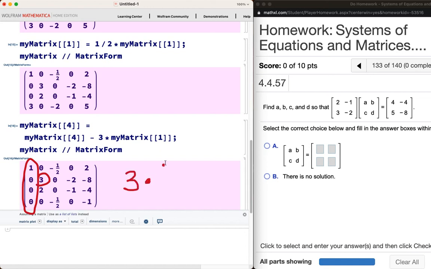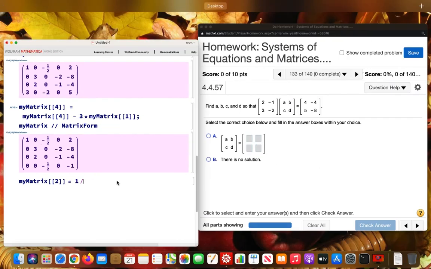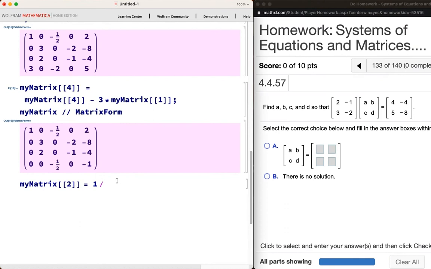3 multiplied by the reciprocal of 3 is going to be equal to 1. Okay, so let's try that. My matrix 2, second row, because the 3 is in the second row, is equal to 1/3 times the second row.